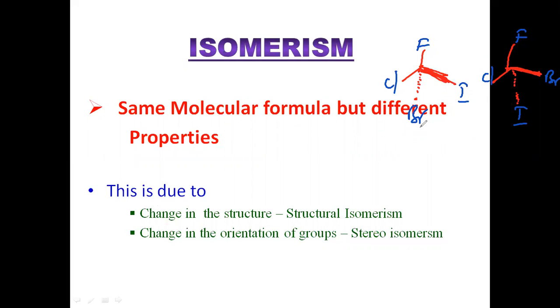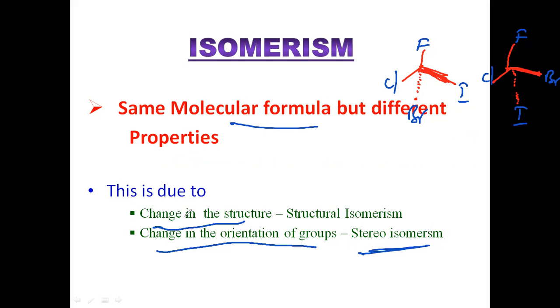Here the bromine is out of the face, that means it is at the back of the plane, and the iodine is at the front of the plane. And here the iodine is at the back of the plane and the bromine is at the front of the plane. So here the orientation is different. The position and orientation of iodine and bromine are different, but the molecular formula is the same. This you will study in organic chemistry as stereoisomerism. The molecular formula is the same, but the properties are different, due to a change in the structure or a change in the orientation of groups.